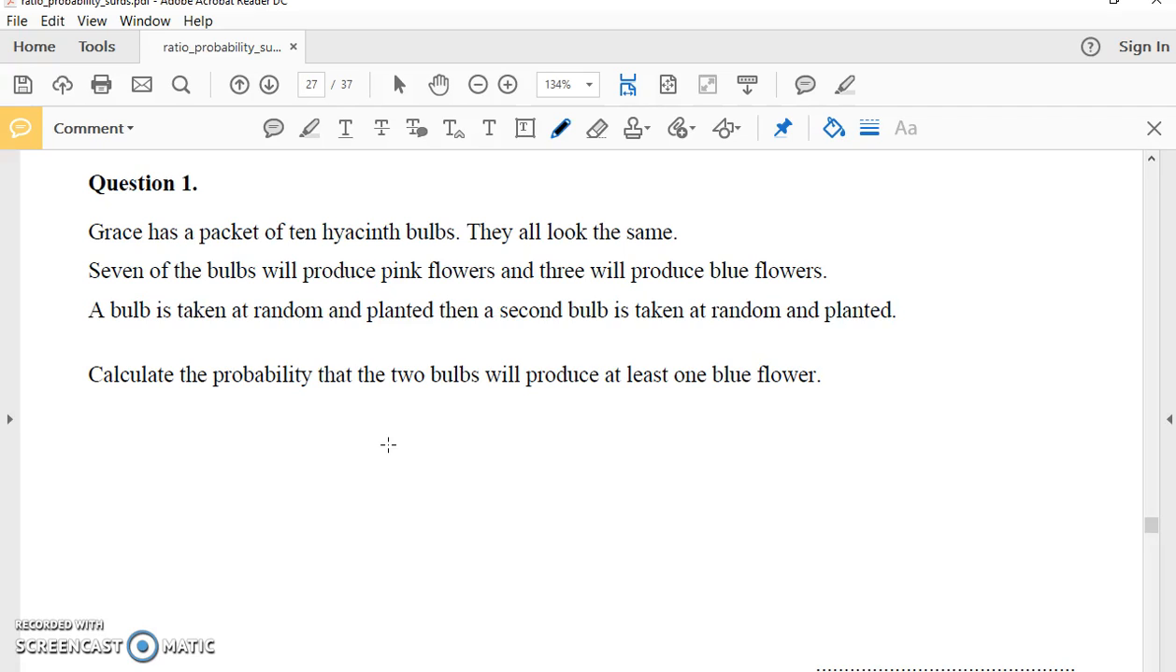So, first of all, you have to be able to identify what the important information is. So, I know that we have 10 bulbs, okay? Now, 7 of the bulbs will produce pink flowers, 3 will produce blue flowers. Now, if I take a bulb at random and plant a second bulb, I want to calculate the probability that the 2 bulbs will produce at least 1 blue flower, okay? So, my important information, I know that I have 7 out of 10 that give me pink, and 3 out of 10 that give me blue. And I know that I want at least 1 blue flower.